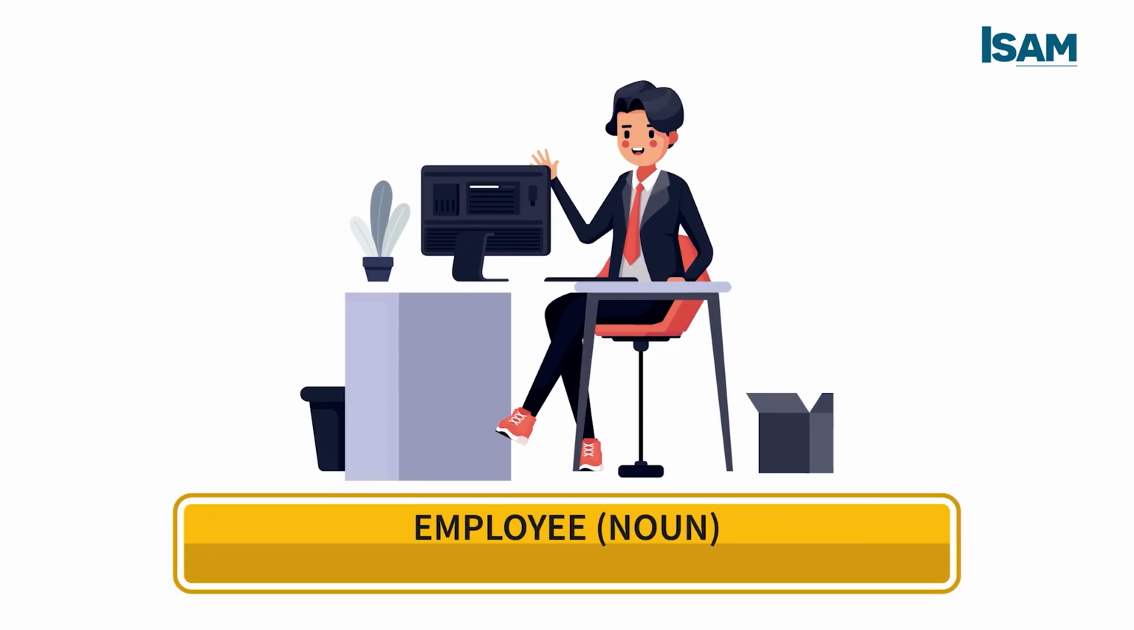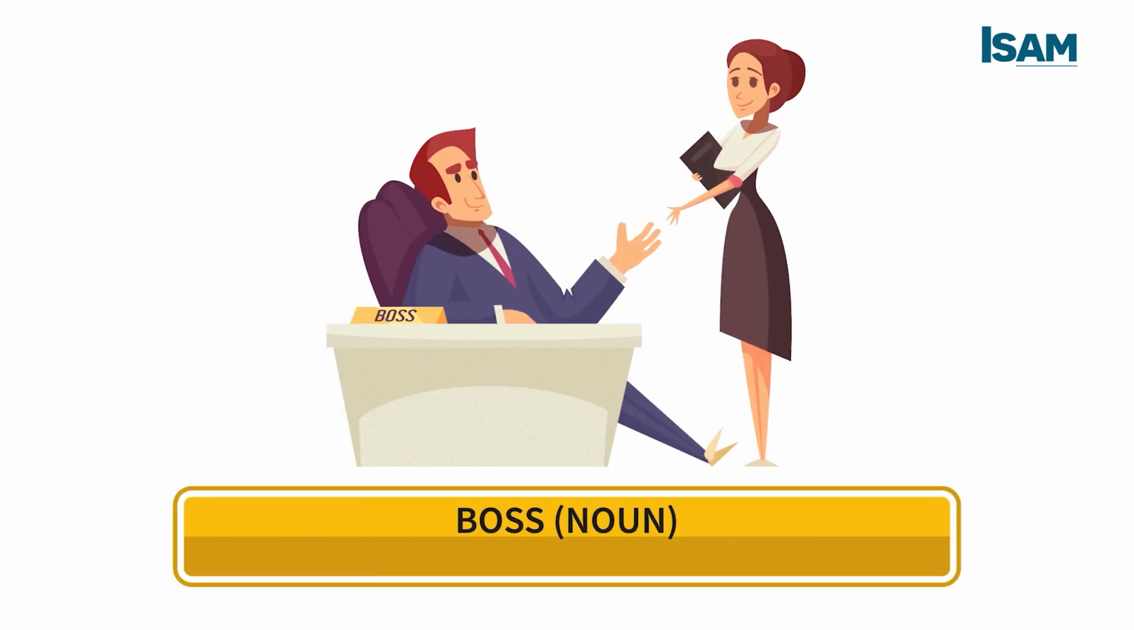Employee is a noun. It is someone who gets paid to work for a person or company. For example, he is a salaried employee. Boss is a noun. It's a person who is in charge of a worker, group, or organization. For example, he asked his boss for a raise.